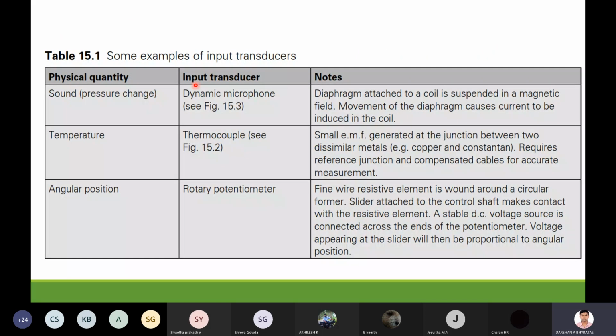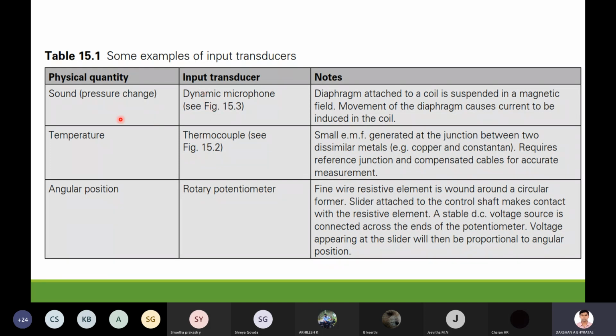The next is the input type of transducers. Let me explain the concept of input transducers. Microphone, thermocouple, potentiometer, all these are input transducers. Input transducers convert physical energy into electrical energy. That is what we call input transducers.